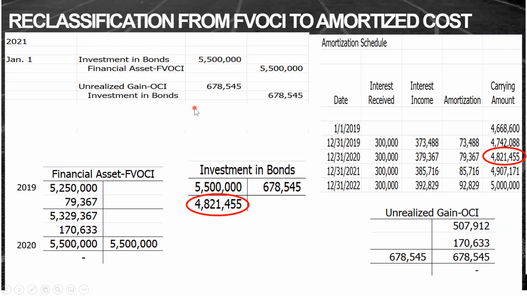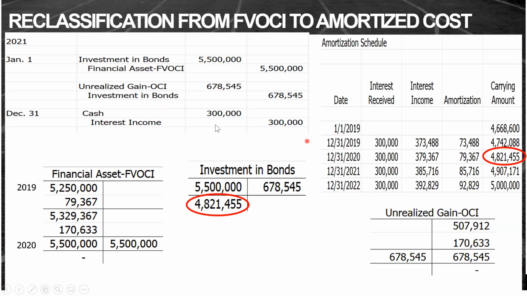So since naging amortized cost na ito, we can now proceed to the next transactions. The next transaction would be the receipt of the interest that the issuer of the bonds will give to this company. So dito na tayo sa third year. You have 300,000. We debit cash, we credit interest income for 300,000.